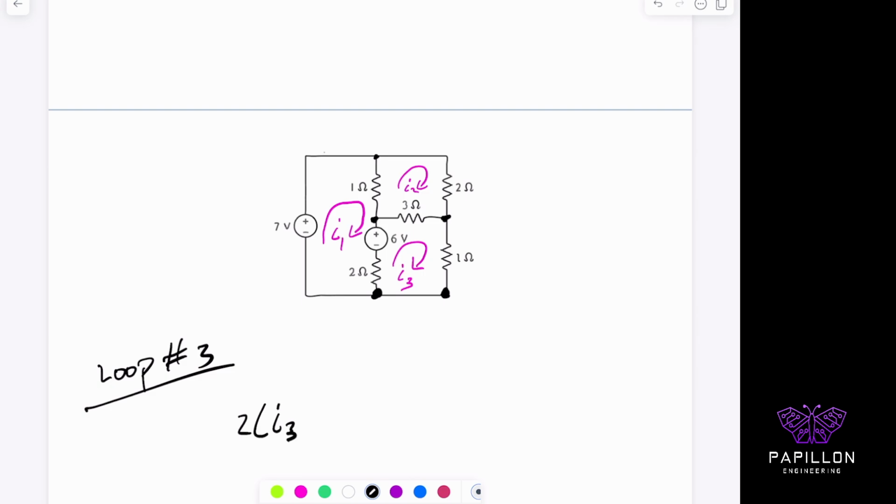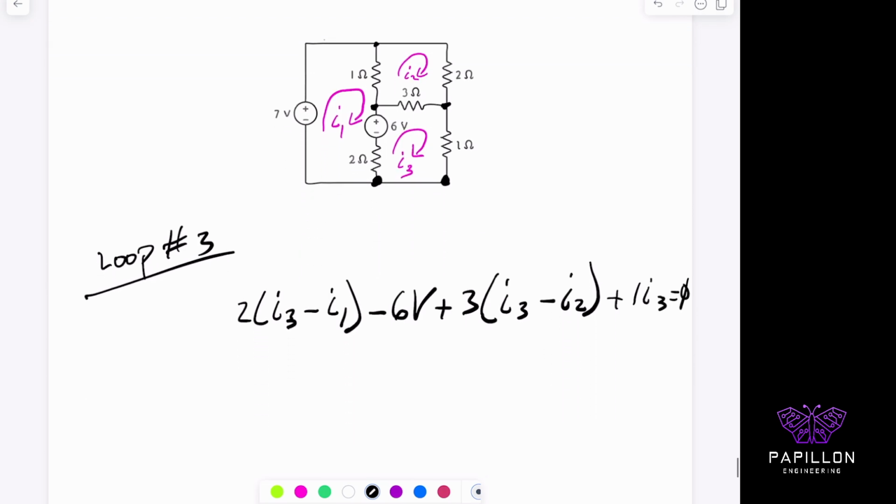I'm in loop 3, so it'll be I3 minus I1, right? Then I'm entering the negative terminal of the 6 volts, so it's minus 6V. Then I'm at 3 ohms. I'm still in loop 3, so it's I3, and I'm going against I2's current for that resistor. The 1 ohm is isolated, it's not affected by anything else, so I just put down 1I3 equals 0. Okay, and I distribute this out and I solve. So I'm going to be left with something like this.